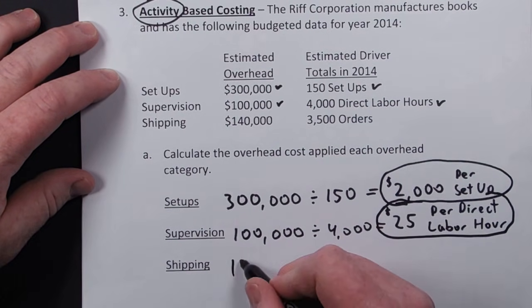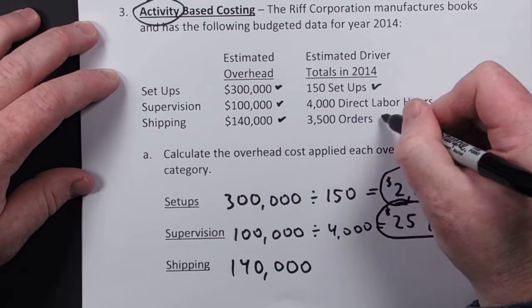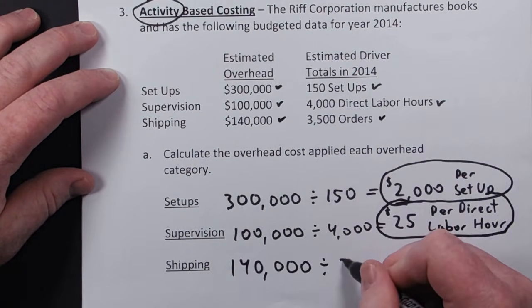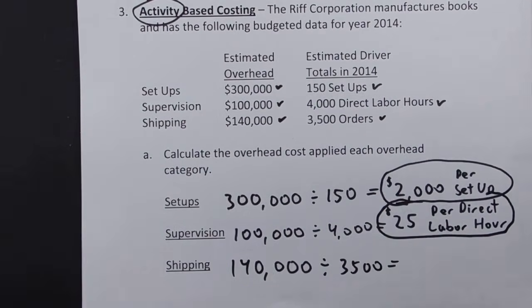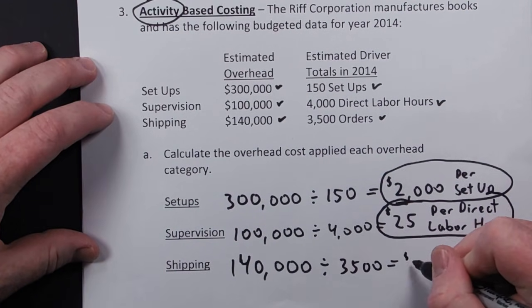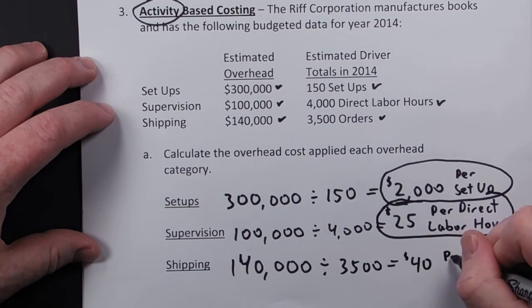All right, we're going to do the same thing for the shipping. 140,000, and the driver for shipping is the orders. So the more orders we get, the more shipping costs we're going to have. So divide the 140,000 by the 3,500 estimated orders, and we come up with $40 per order.